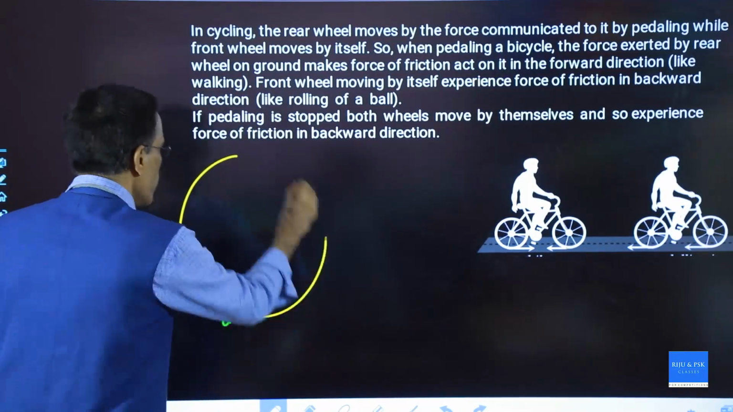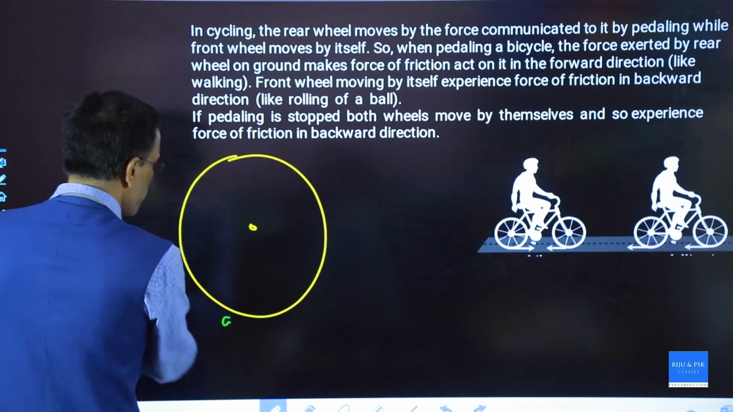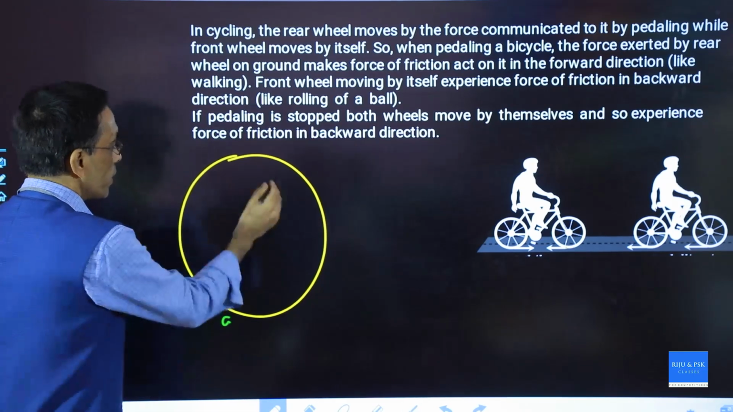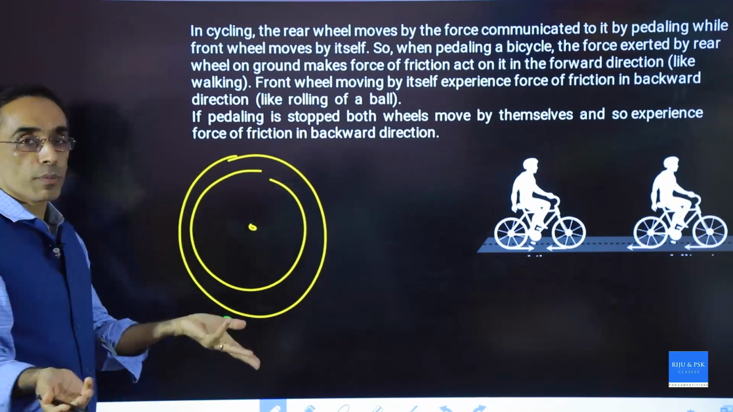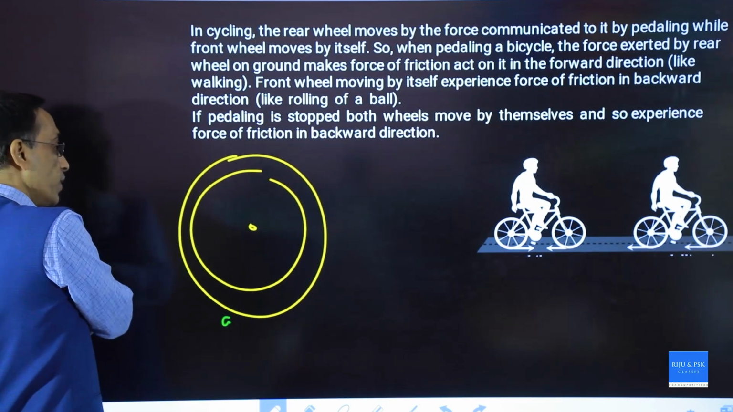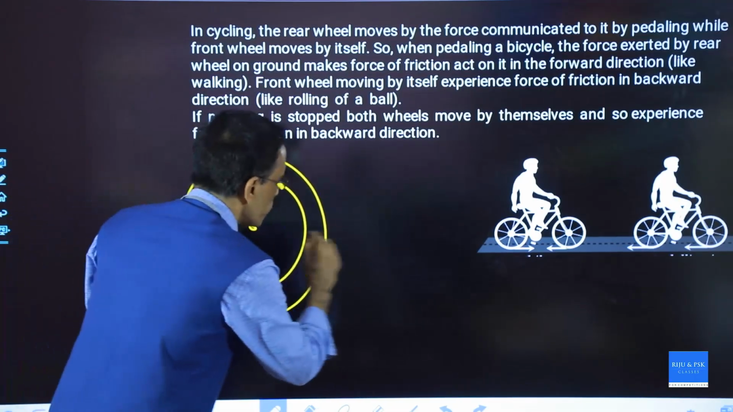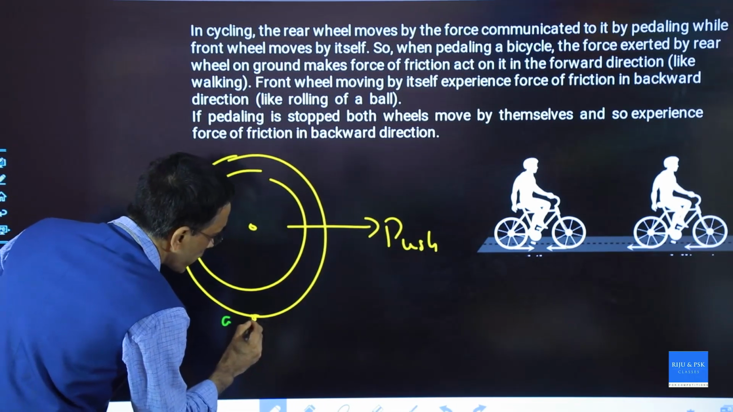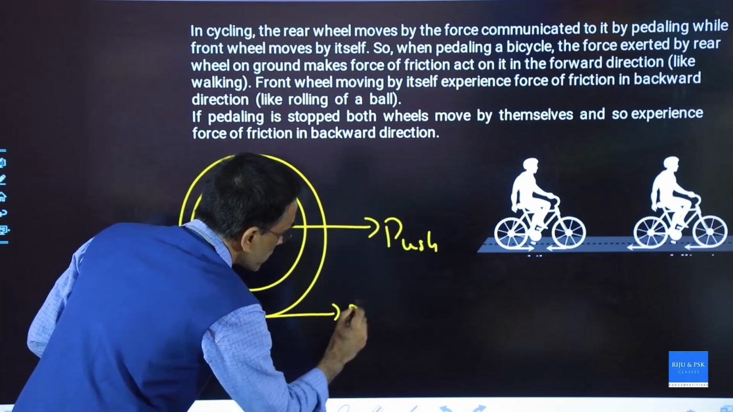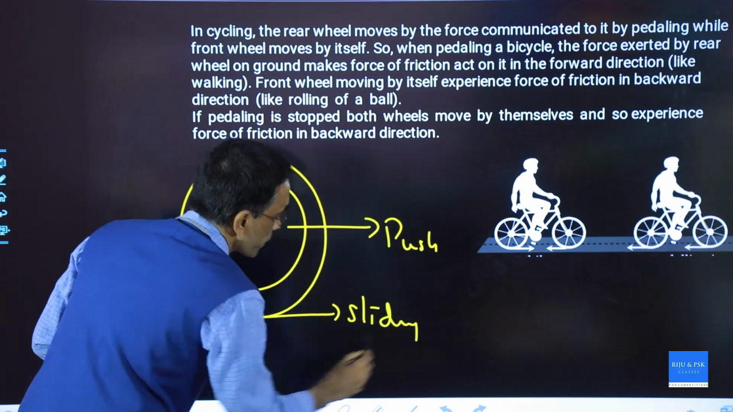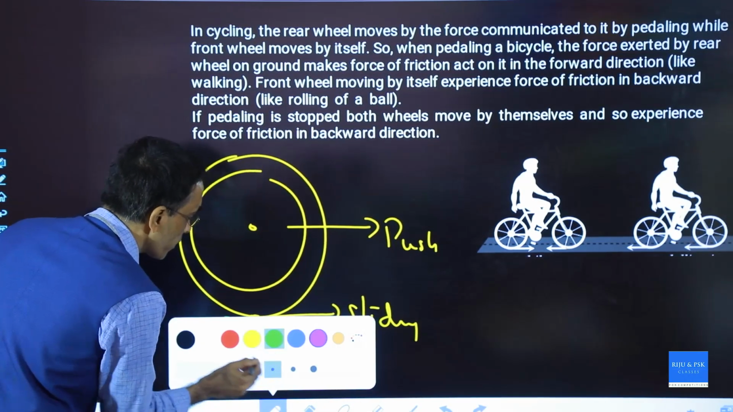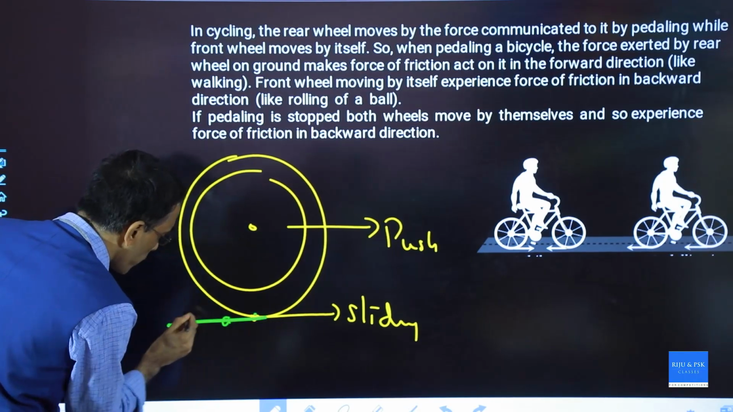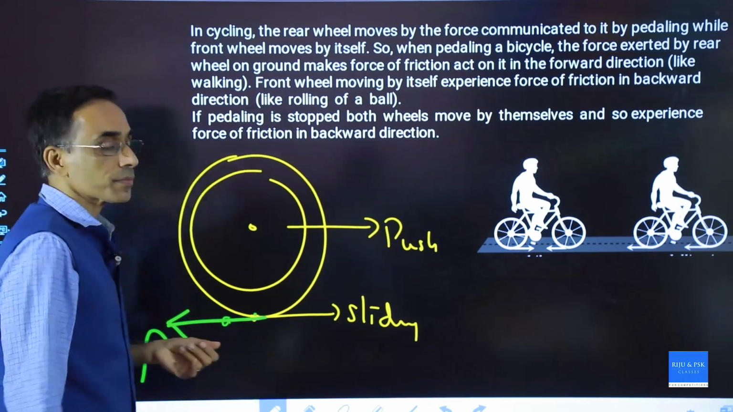Your front wheel is pushed from behind. If nobody pushes, it will not move. So the back wheel and the mechanism is pushing it in the forward direction. There is a push it is getting. So this point has a tendency to slide forward. This is sliding forward, so friction will act in which direction? Friction at this point will act in the backward direction.